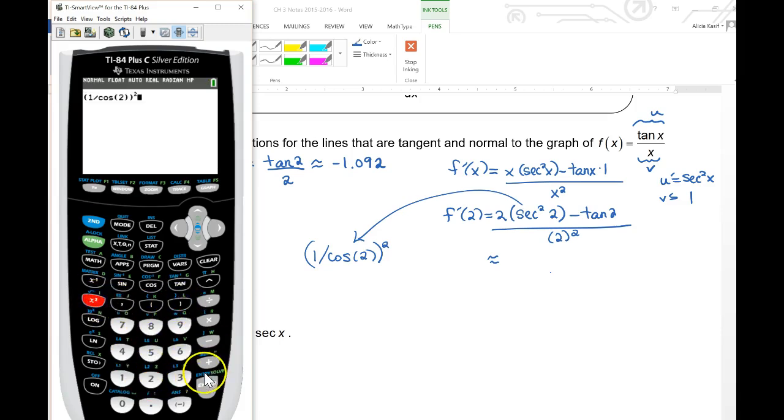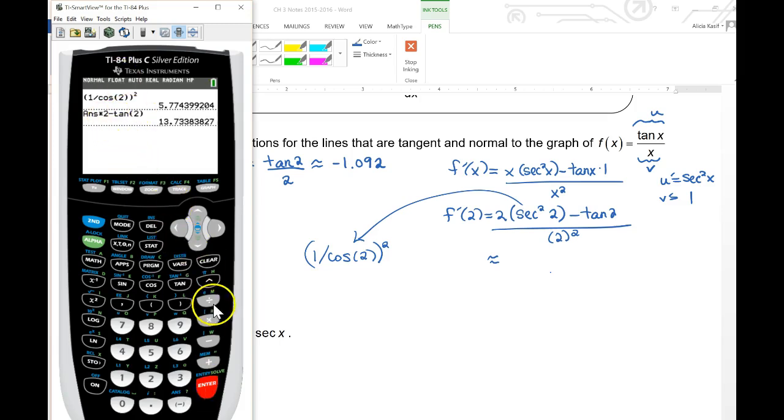I didn't do my parentheses. Okay, I got it wrong. That is just the secant squared of 2, and multiply by 2. Oh, I didn't divide by 4, times 2, minus tangent of 2. Oh, I got 5 plus 3. Then what? So then I multiply that by 2.